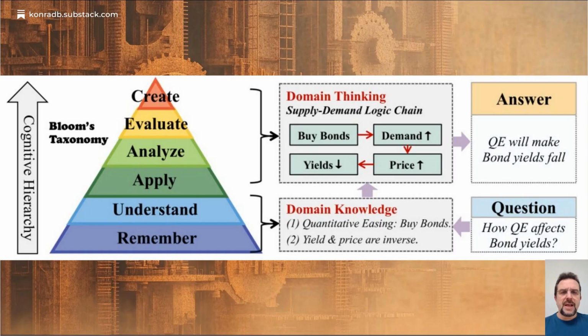When applied to AI, the bottom levels, remembering facts, require enormous parameter space, but don't necessarily lead to good reasoning. The example shows how understanding QE requires both domain facts and economic reasoning chains. RARE's insight is that memorizing all domain facts is inefficient. Better to store those externally and focus model training on developing reasoning capabilities.